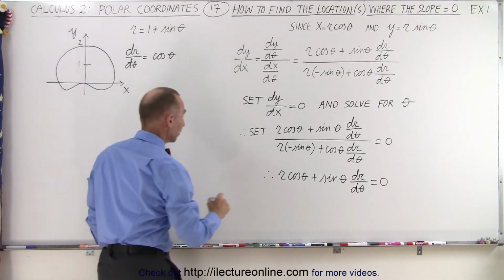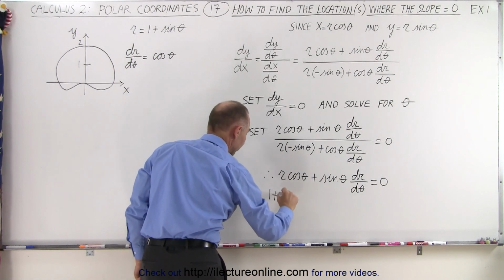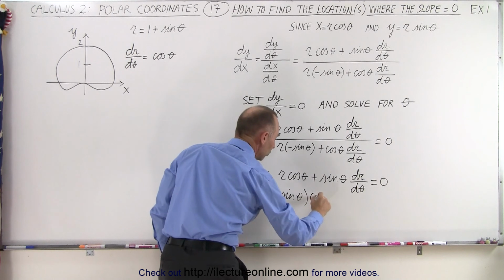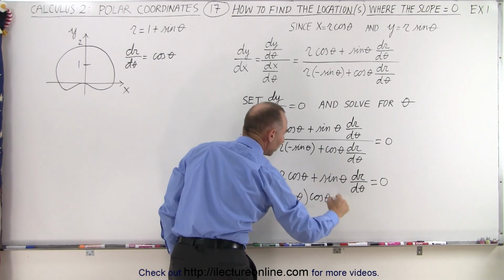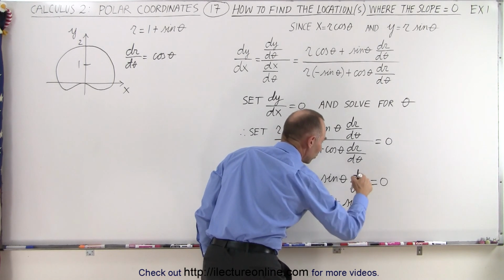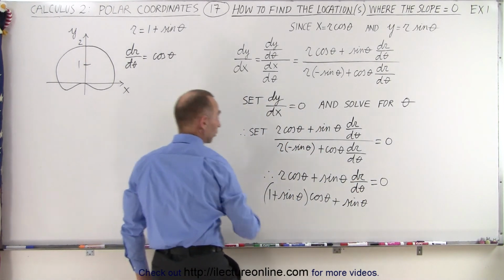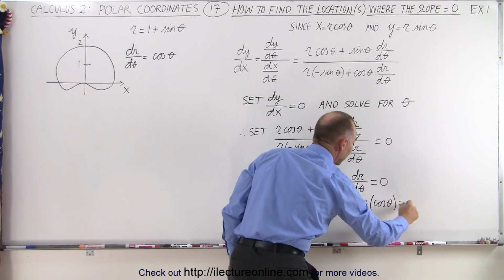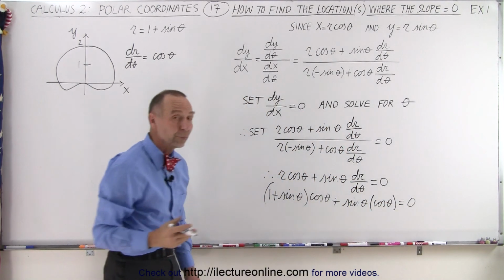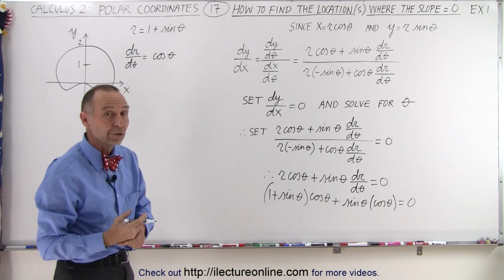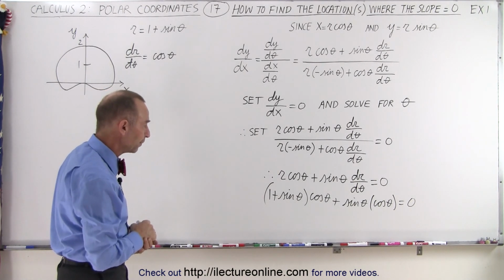So first we have 1 plus the sine of theta multiplied times the cosine of theta plus the sine of theta multiplied times the derivative dr/d theta, which is equal to the cosine of theta. And that is equal to 0. Now notice we now have an expression that only has the angle theta in it as the only unknown, so now we need to solve that for theta.